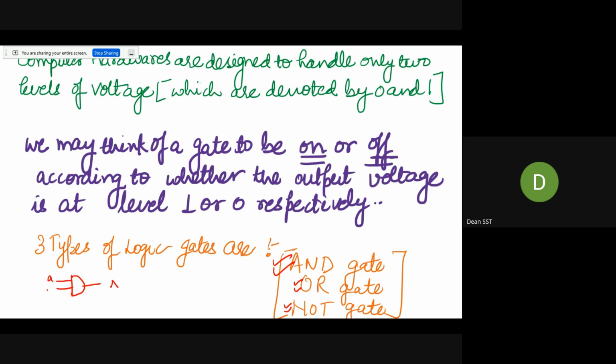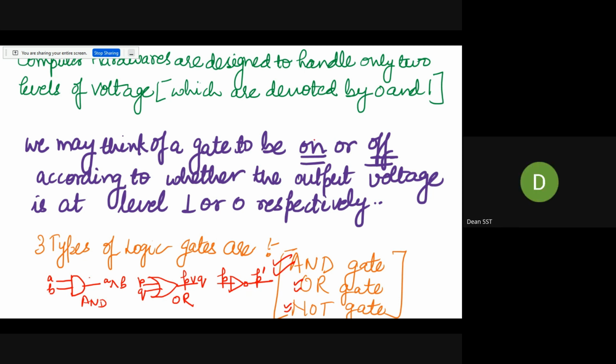Suppose these inputs are A and B. So the output is A and B. What type of gate is this? Suppose we have inputs P and Q. The output will be P or Q. So this is the OR gate, and this is the AND gate. Now coming to the NOT gate. Suppose this is P. Here the output will be the negation of P, P complement. Is it clear? Yes, ma'am.